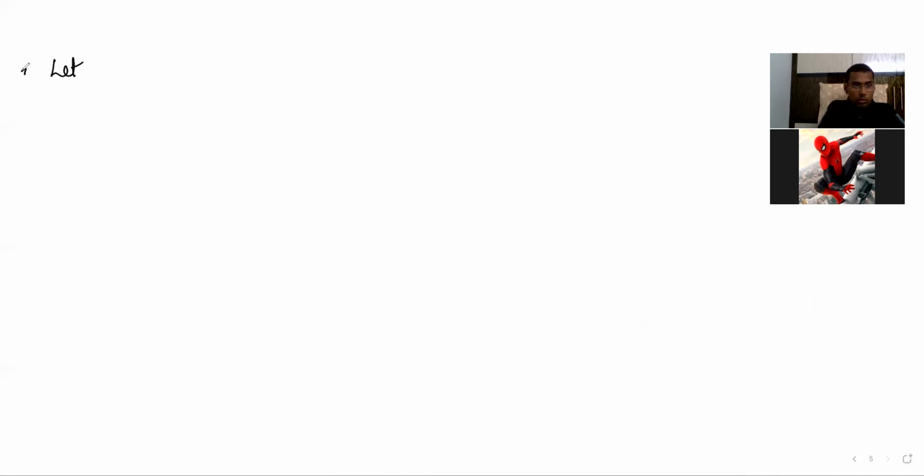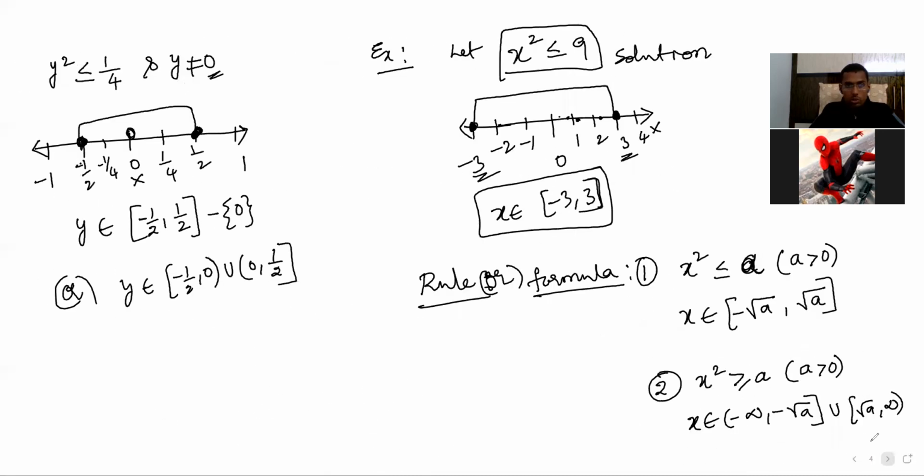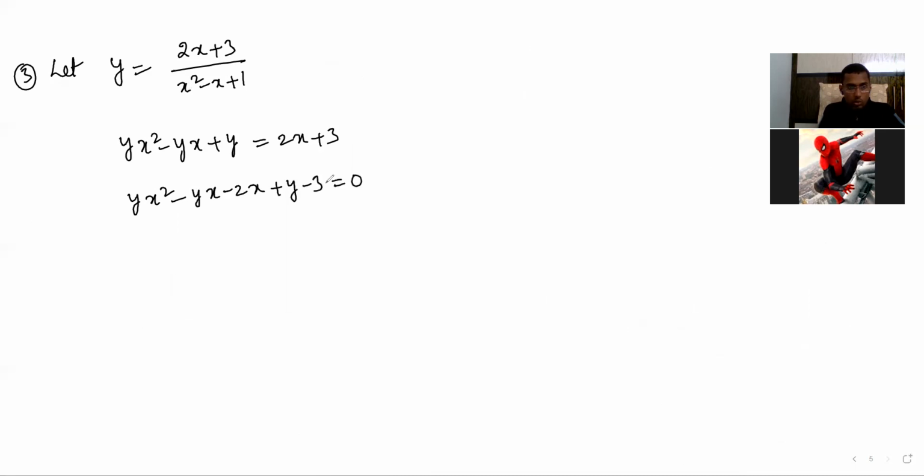Let y equal to (2x plus 3) by (x square minus x plus 1). That's the question. Like this, so here this is yx square minus yx plus y equal to 2x plus 3. This is yx square minus yx minus 2x plus y minus 3 equal to 0.